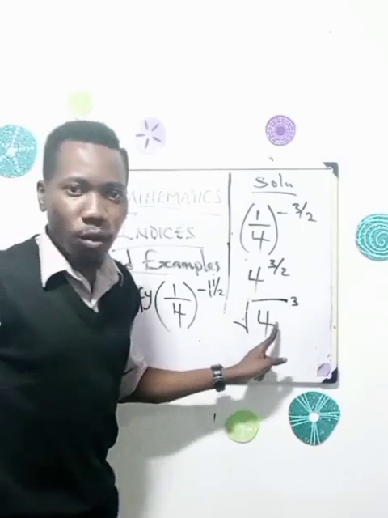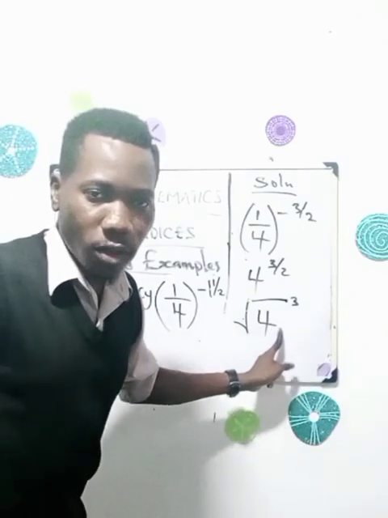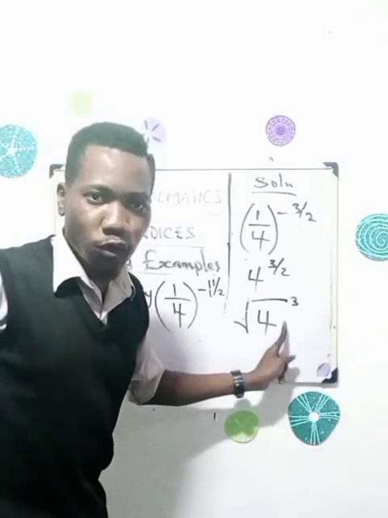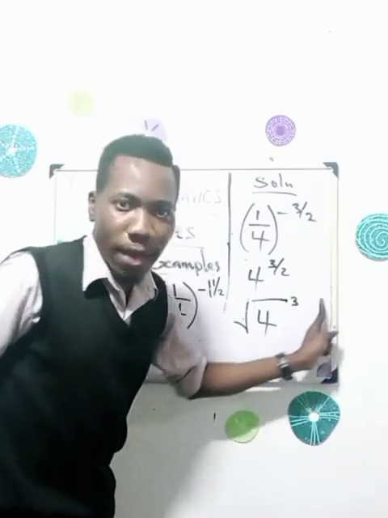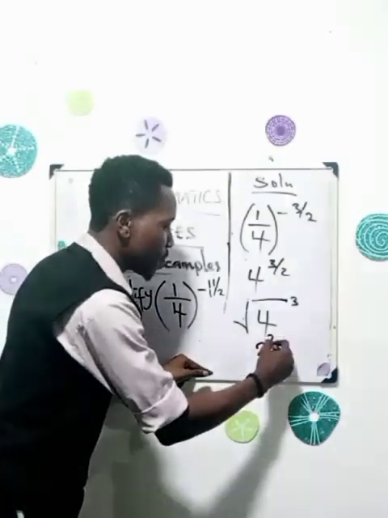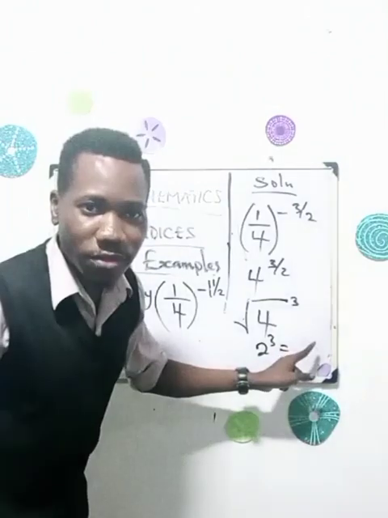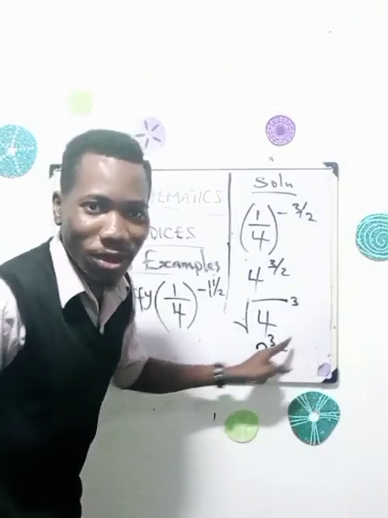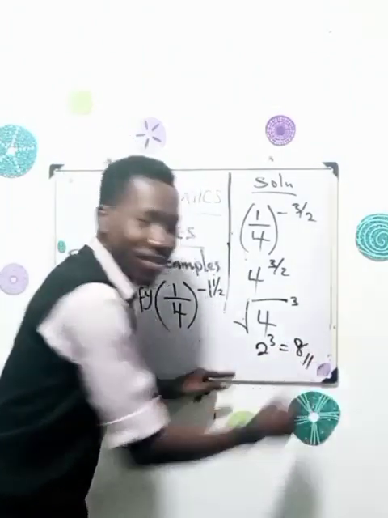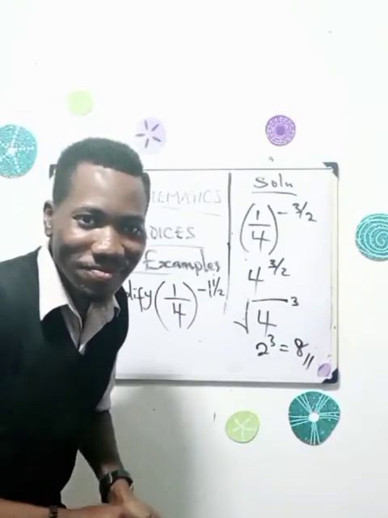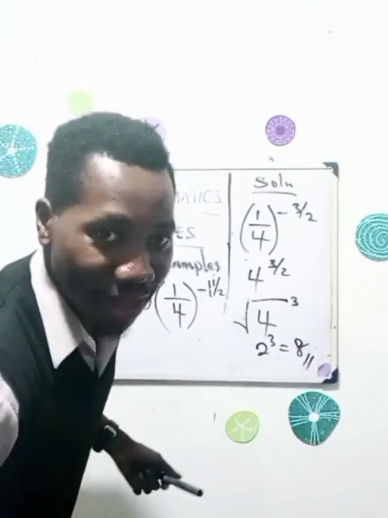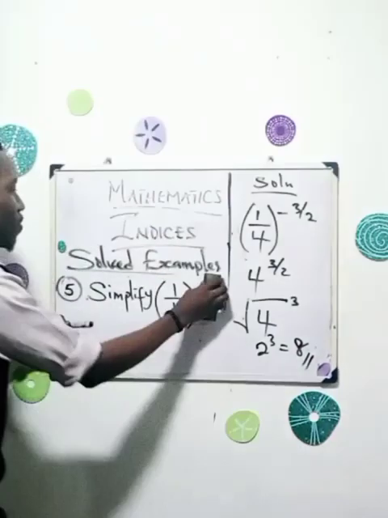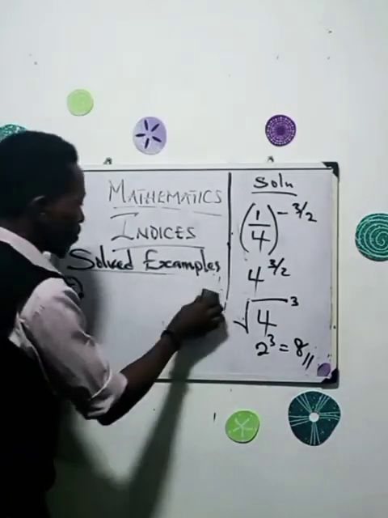So the next question, what is the square root of 4? What is the square root of 4? 2. So 2 raised to the power of 3. What is 2 raised to the power of 3? 8. That's the answer. So have we gotten it now? So let's move on.